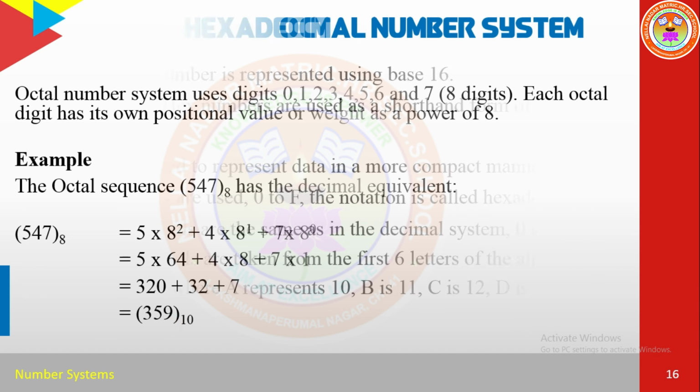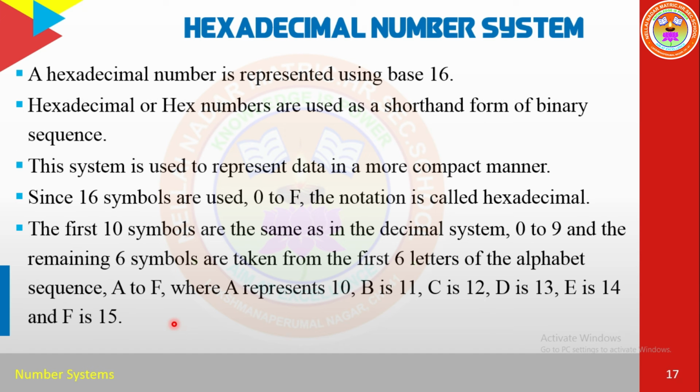The next is the hexadecimal number system. What does it mean? This is the last type of number system. Hexa is nothing but 16. Generally, what is hexa? Hexa means 6, and decimal means 10. So 10 plus 6, totally 16. Got it?